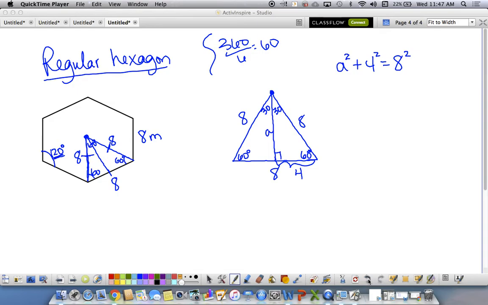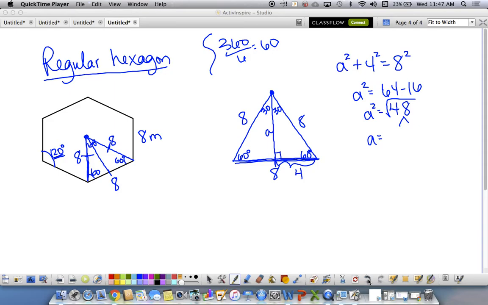How did I know that was 4? Because we cut the total in half, okay? So a squared equals 8 squared, which is 64 minus 16. I believe that is 48. A squared equals 48, so we would say A equals the square root of 48.